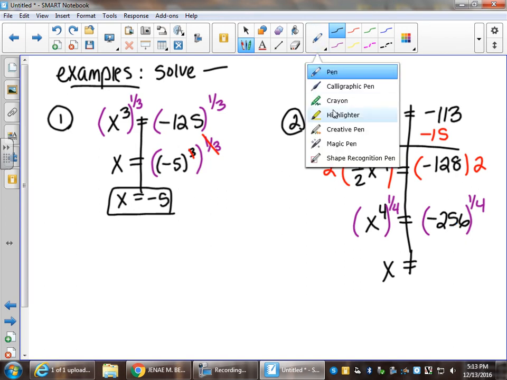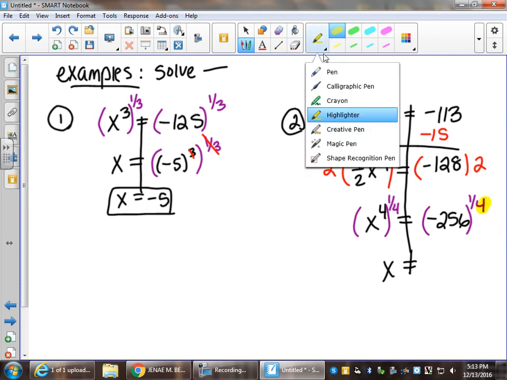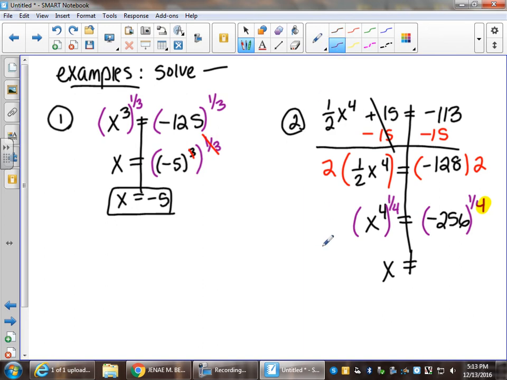Here, notice this is an even root, 4th root. So let's take some notes on this. This means fourth root of negative 256. Can you take an even root of a negative number? No, because you will get into imaginary solutions. So this has no real solution, or just no solution.